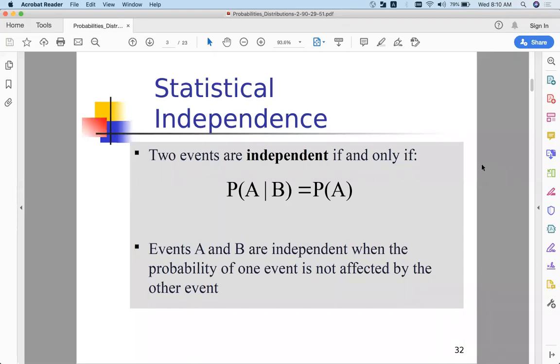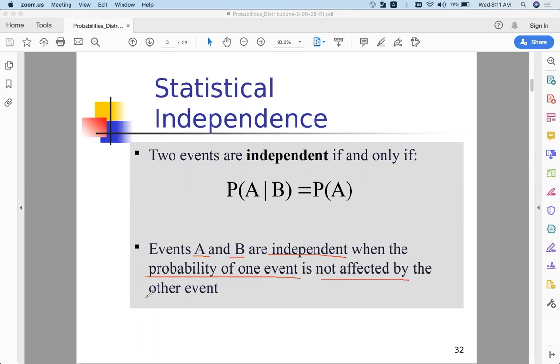Now, statistical independence, right? If there are two events, they are independent if and only if P of A given B, the probability of A given that B has occurred, is equal to P of A. So events A and B are independent when the probability of one event is not affected by the other event. Can you guys give an example?